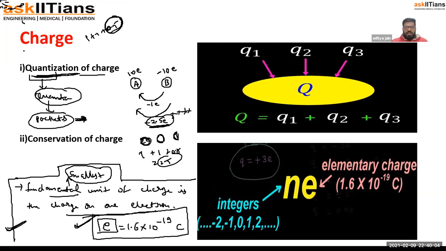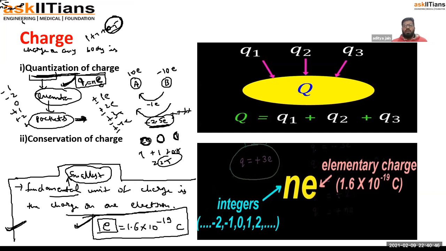So what does quantization of charge say? Charge on any body is quantized, and quantized means always in terms of e. It can be the charge of 1 electron, 2 electrons, 3 electrons, 4 electrons, or 0, on both sides, plus or minus. That's why quantization of charge means Q = ne. What does that mean? Charge on any body, Q, is always an integral multiple of the charge of an electron. What do you mean by integral multiple? Whole numbers. It can be 1, 2, minus 1, minus 2, 0, plus 1, plus 2, and so on.